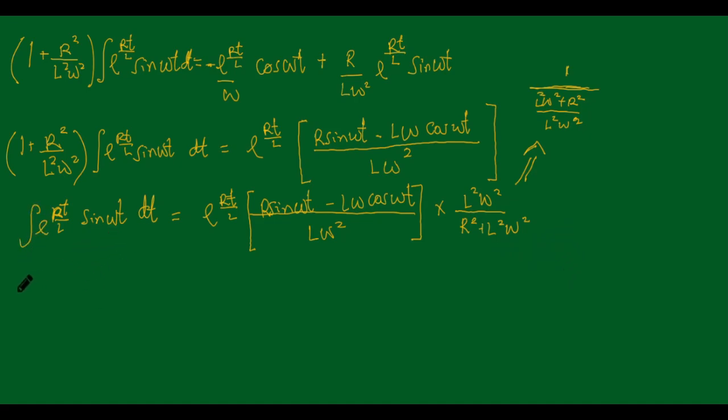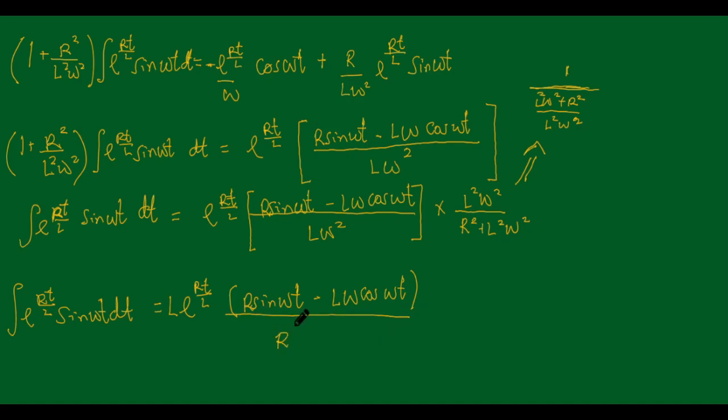So we now have that the integral of e raised to power Rt over L sine omega t dt will be equal to e raised to the power of Rt over L multiplied by L into bracket R sine omega t minus L omega cos omega t. So this divided by R squared plus L squared omega squared.